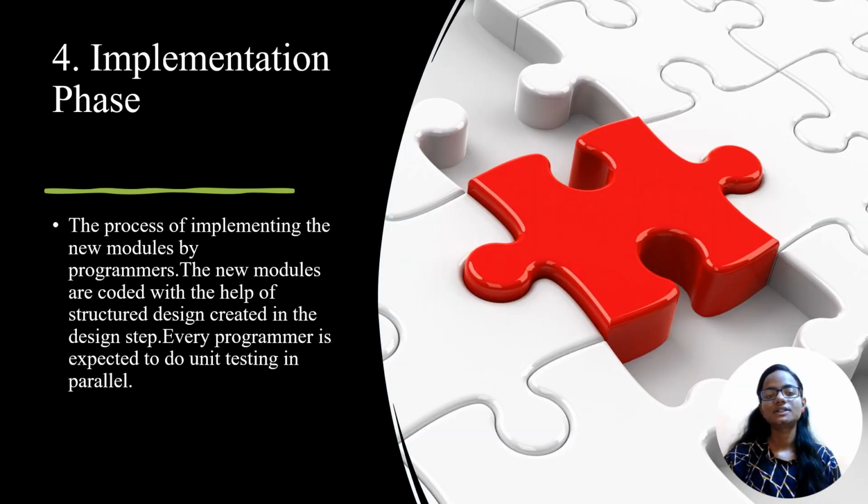So during the implementation phase, the changes to the software code will be made, and the new features that support the current software specification will be added, and the modified software will be installed as a result. So the new modules will be coded with the help of the structured design created during the design phase. We have created some design in the design phase, no? With the help of that, the new modules will be coded in this implementation phase.